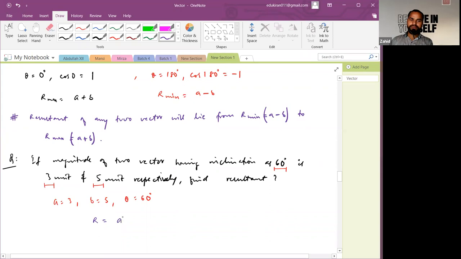R is equal to root under A square plus B square plus 2AB times cos theta. A is given as 3, so 3 square. B is 5, so it will be 5 square. 2 times first term, that is 3, second term, that is 5, and cos of 60 degree will be half.